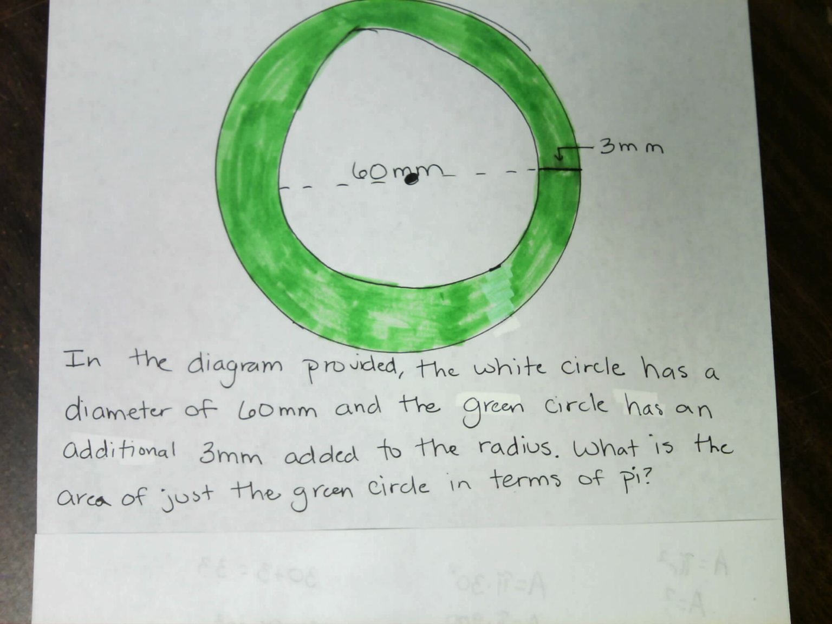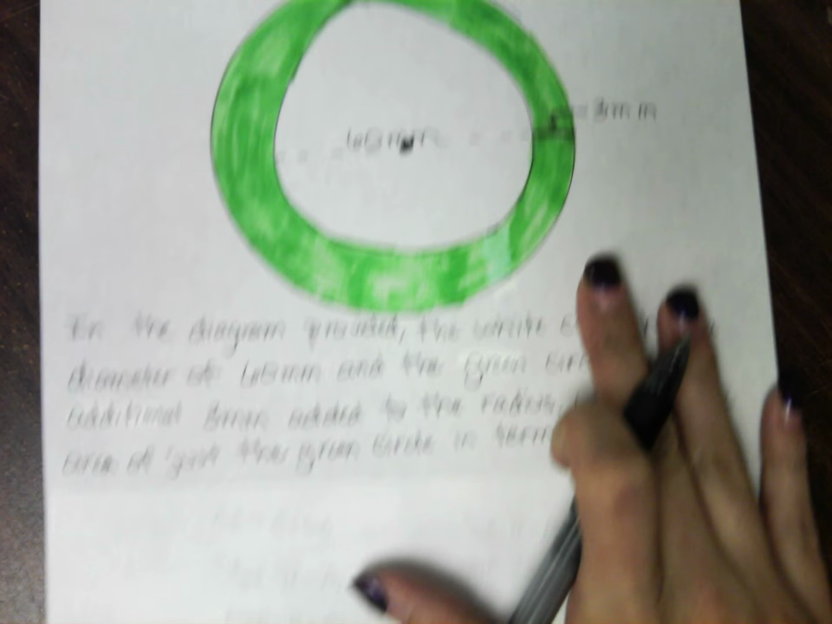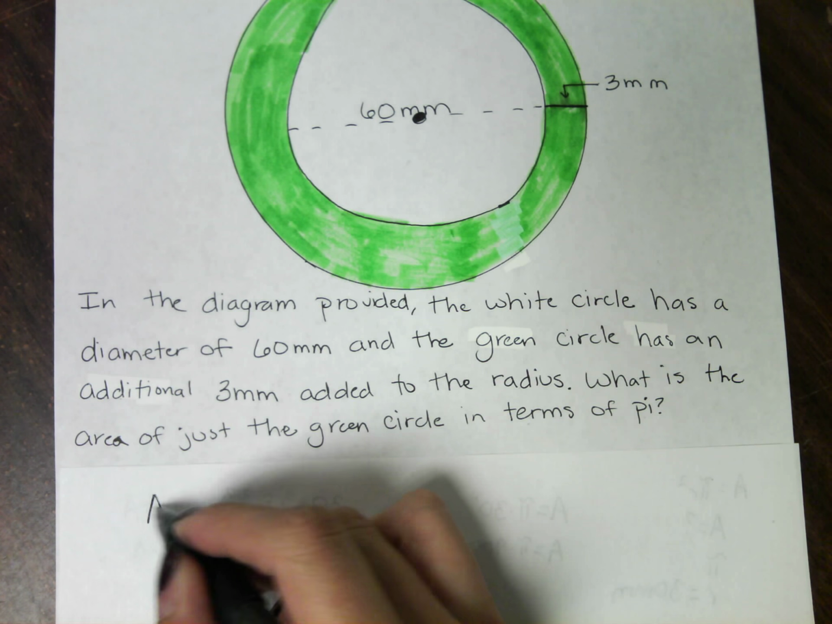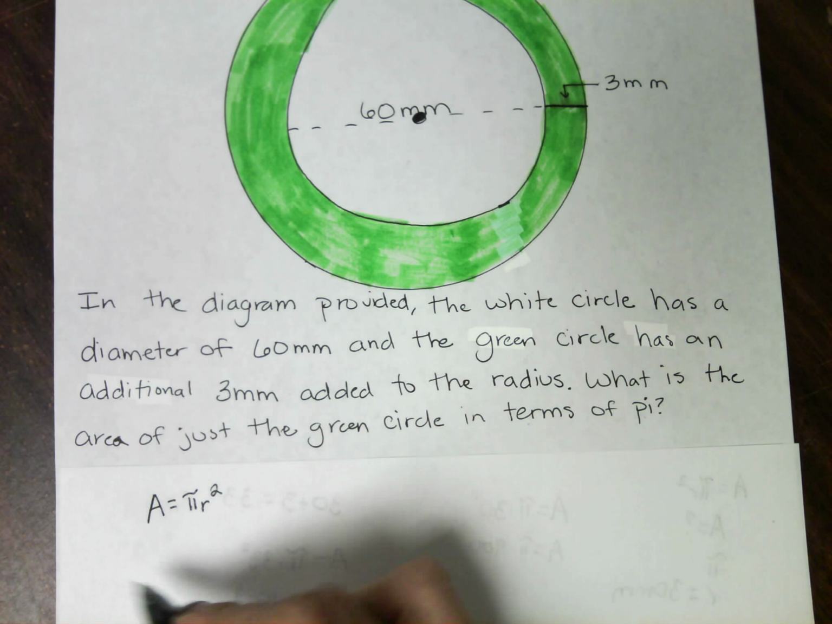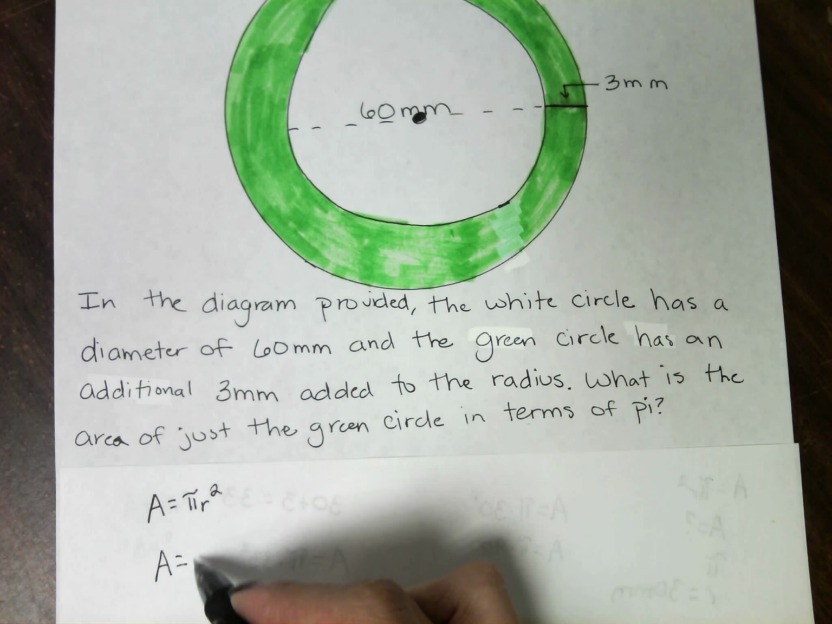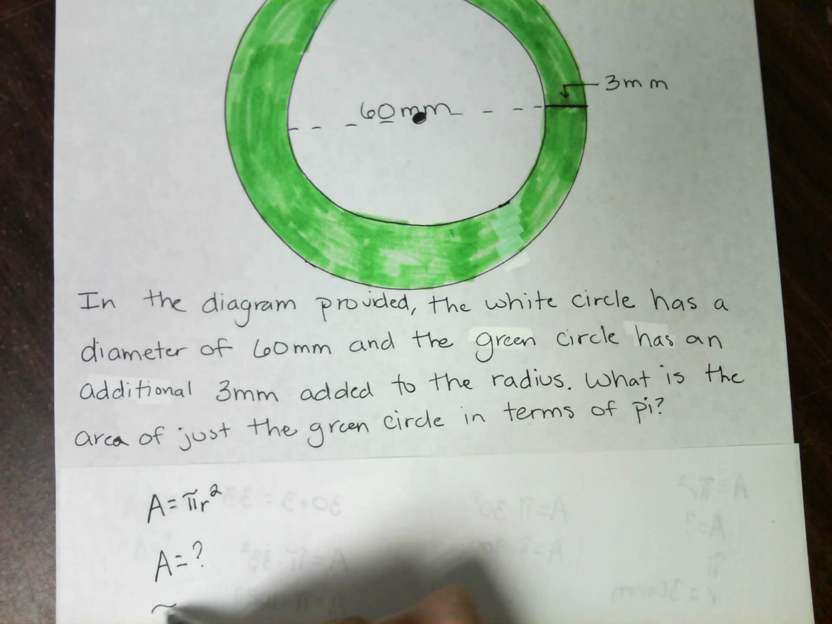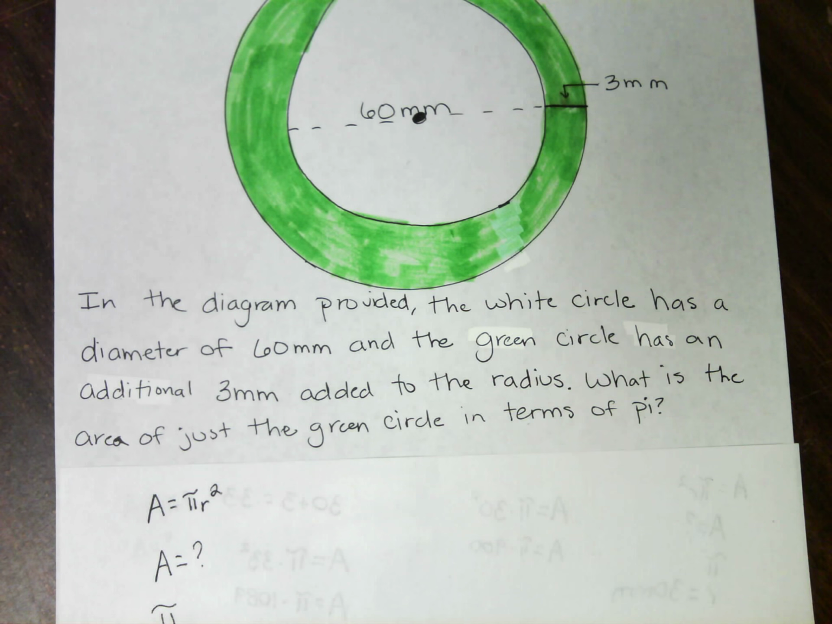So the first thing that you have to do is figure out what the area equation is. So in this case, it's going to be A equals pi r squared. And we're going to fill in what we already know, which we're trying to figure out the area. Pi is in terms of pi, so we just can leave that the same.